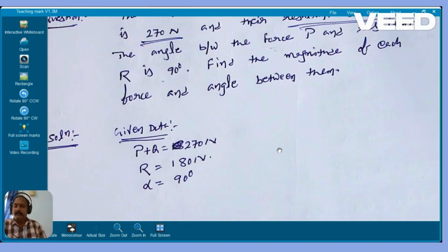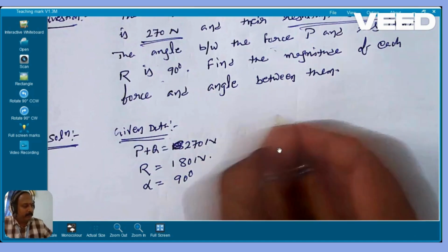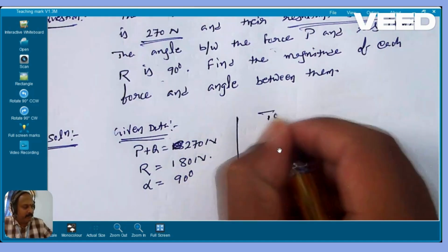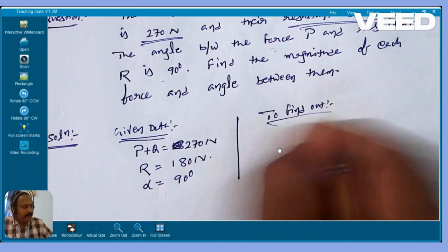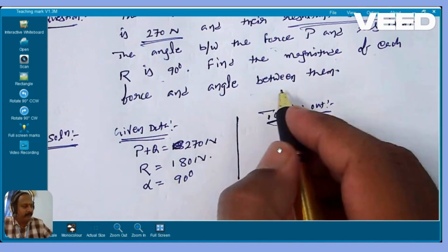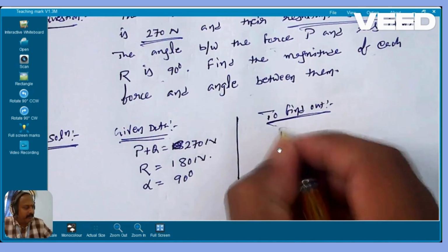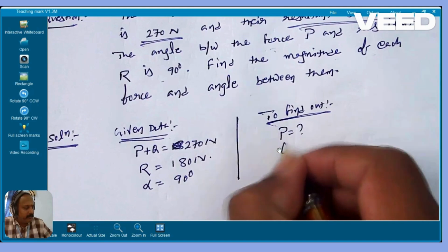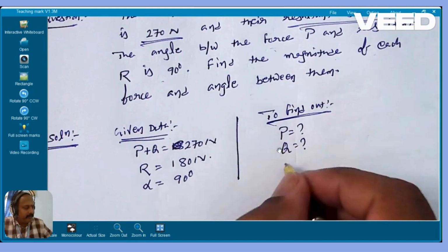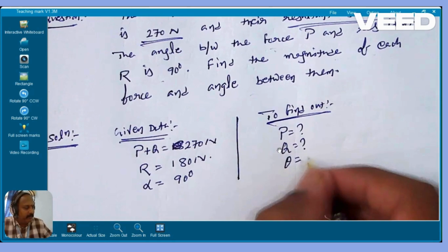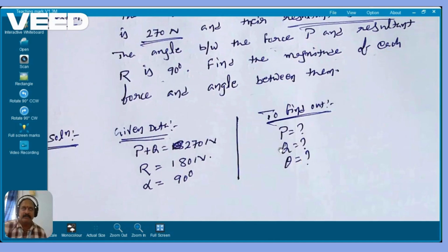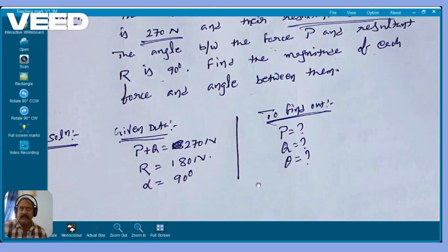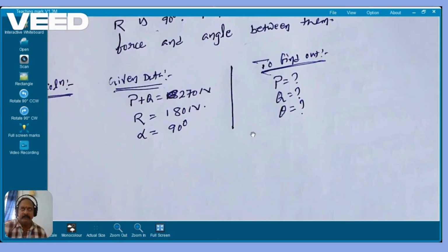Now, as per the question, what you have to find out here is the magnitude of each force and the angle between them. So you have to find out what is P, what is Q, and what is theta. Theta is the angle between the two forces. So we have to find these three things, P, Q, and theta. So let us solve it.